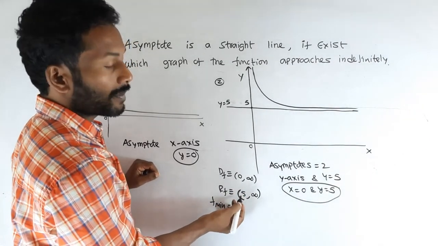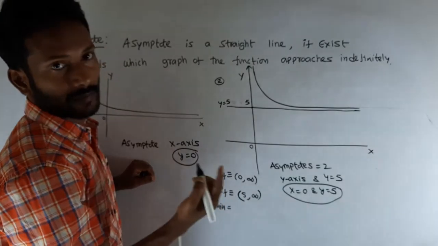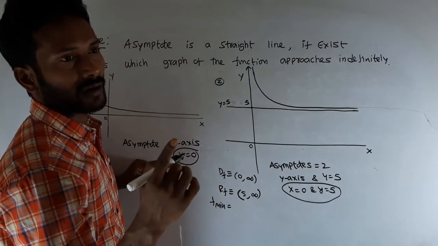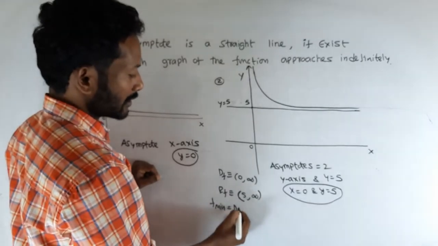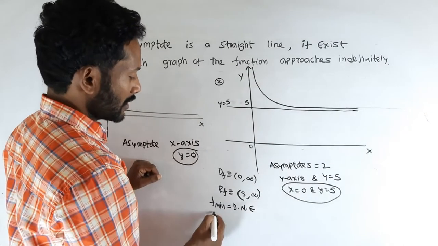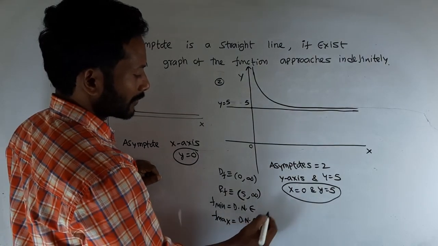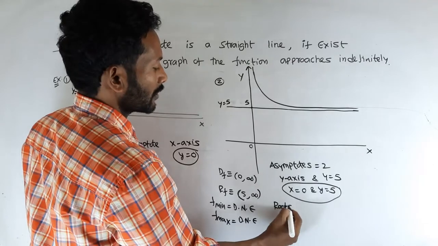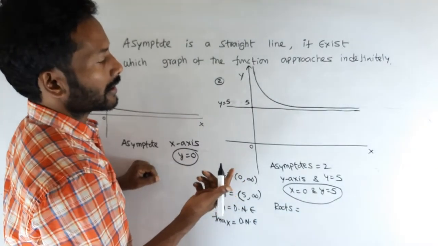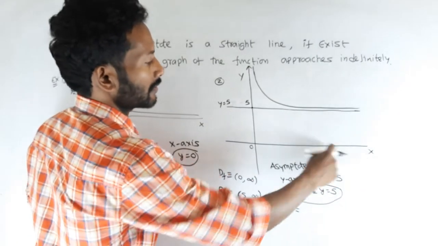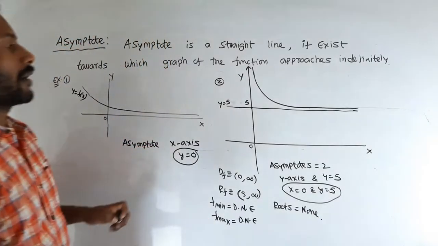Here 5 is an open interval end. 5 is not a part of the range. 5.1 is a part of the range. 5.0001 is a part of the range. 5 is not a part of the range. So f minimum does not exist. F maximum does not exist. Now number of roots. The graph does not intersect the x-axis, so none. Number of roots, none. I hope you are understanding.